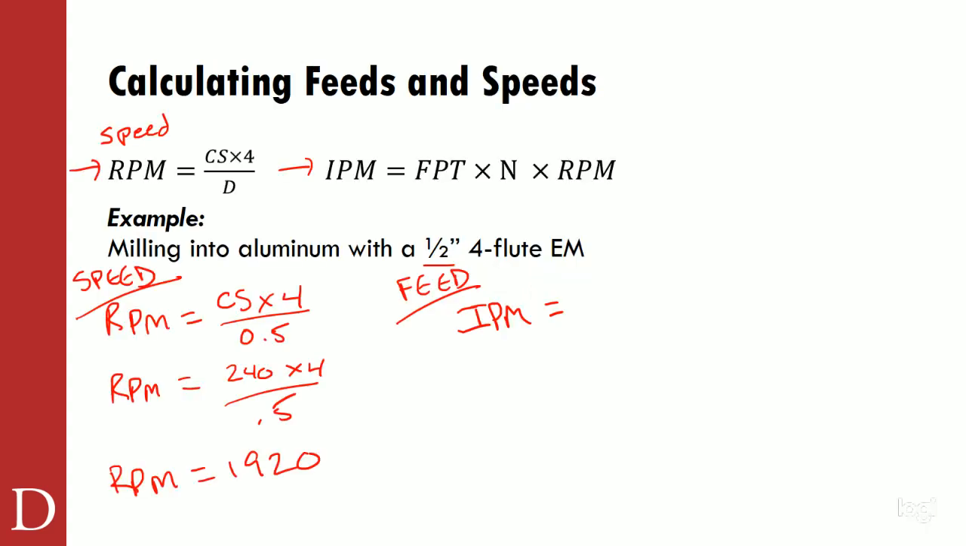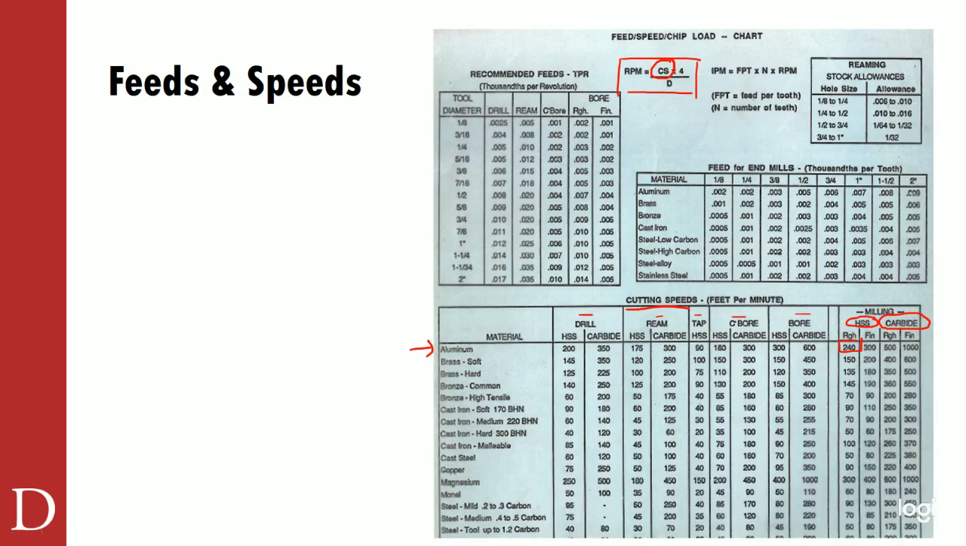All right, so now I need my inches per minute. What do we need for inches per minute? We need the feed per tooth, the number of cutting teeth, where N is the number of cutting teeth, and then we need the RPM. Well, we have the RPM, so that's good.